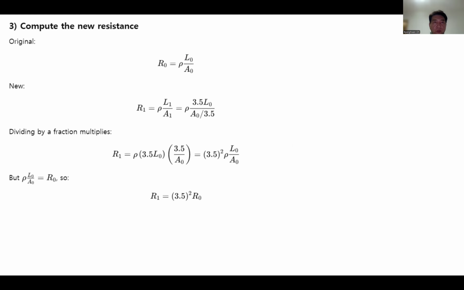And then the original resistance is given by this one, and the final resistance is this one. And then R1 is given by this value, okay?